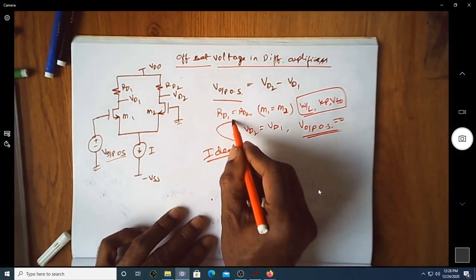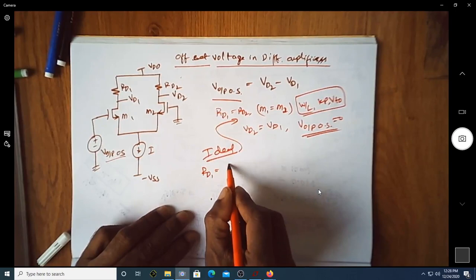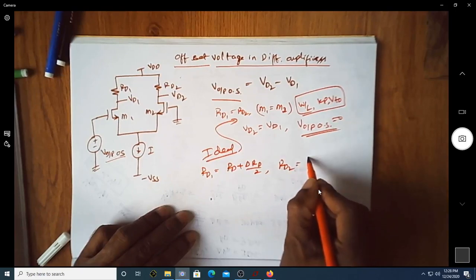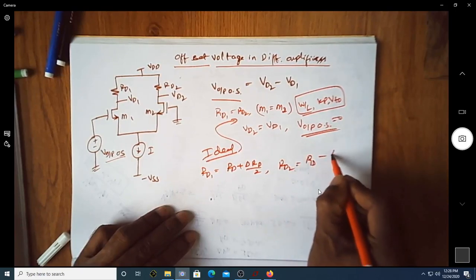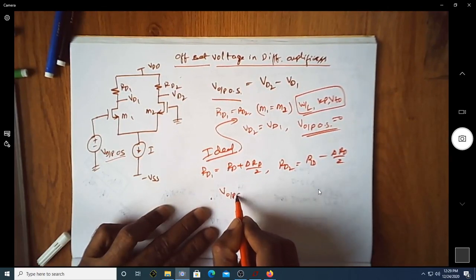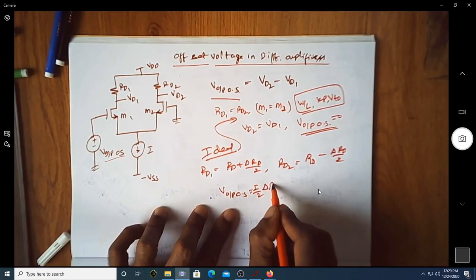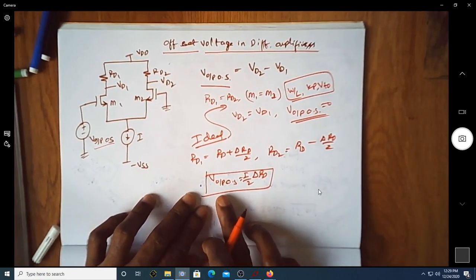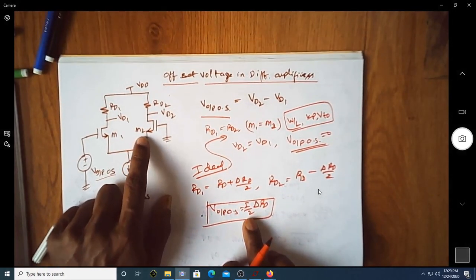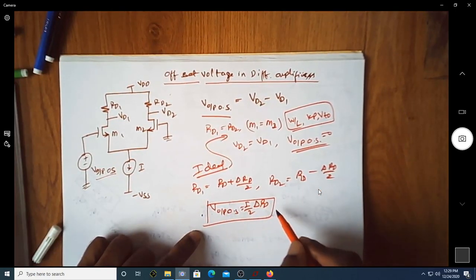Under ideal conditions we'll have all these parameters. We saw in the previous video that when RD1 is given by RD plus delta RD by 2, and RD2 is equal to RD minus delta RD by 2, we end up with an output offset voltage given by I by 2 into delta RD. So this was the magnitude of the output offset voltage. The sign of the output offset voltage purely depends on which one is more, which one is less. For RD2 to be lesser than RD1, the output offset voltage is positive.